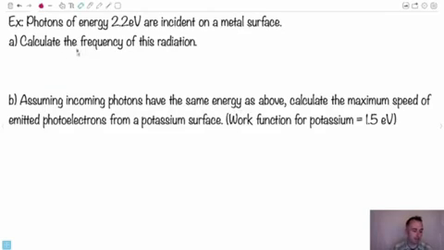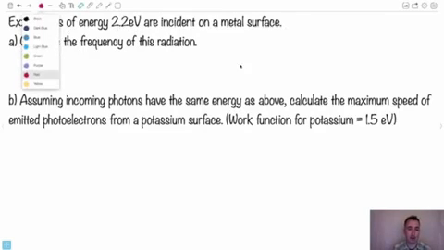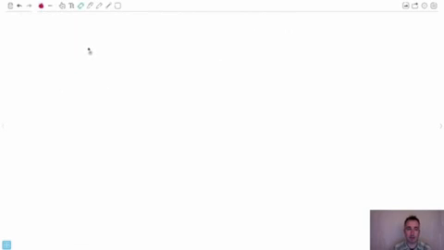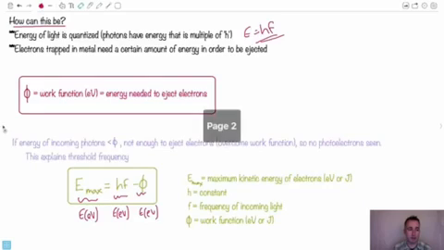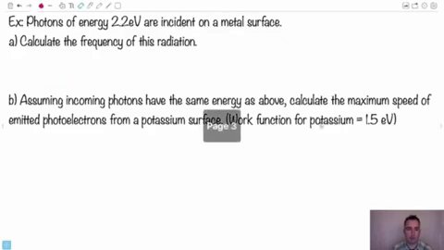Now we have an example for you. We have photons, and they have an energy of 2.2 eV each. So each photon has that energy, and they're incident on a metal surface. First of all, let's find the... Oh no, what have I done? Undo. There we go. I think I was over the delete button there. So we want to calculate the frequency of this radiation.